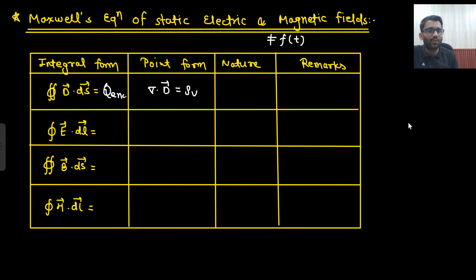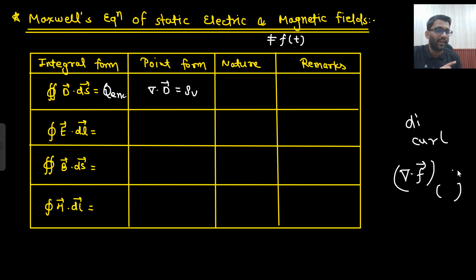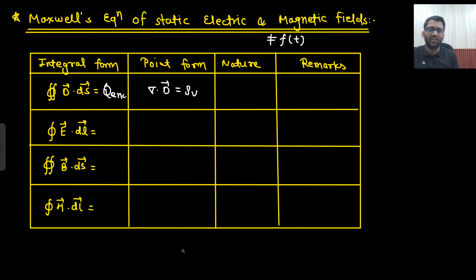Why point form? Because I told you divergence and curl are point operations. They are defined at a point. Basically, if I say del dot F at some point, del dot F at some point is 0, del dot F at some point is negative, del dot F at some point is positive. So these kinds of things are there, no? So that's why they are known as point form, because divergence and curl are defined at a point. Okay. In the lecture of divergence and curl, I said this thing. Not important, but if someone has doubts about why we call it point form, this is why. So del dot D is equal to rho v.